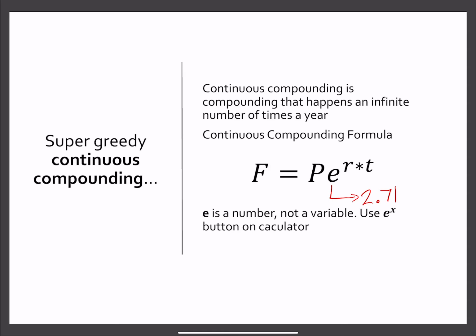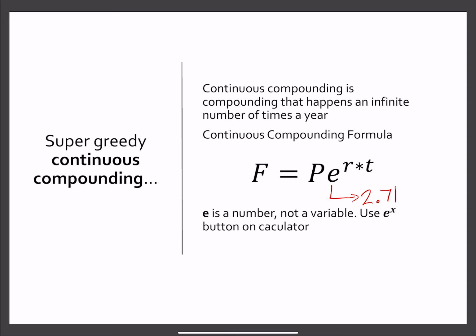So moving on, there is another idea. What if we wanted to compound every moment of every day, every second, right? We're not compounding 12 times a year. We're not compounding 365 times a year. We are compounding literally every moment. And that is called continuous compounding. And this is the formula for continuous compounding.